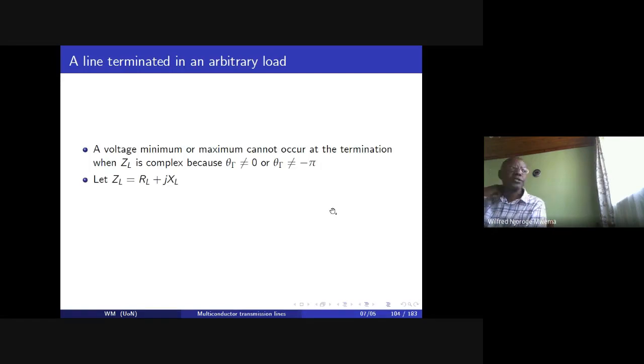It will be some angle in between. So we let ZL be defined as a real part RL plus an imaginary reactance XL. If XL is inductive, of course, that will be plus J. If it's capacitive, it's going to be minus XL. So it really doesn't give us a lot of problems. So this is a general complex load impedance.